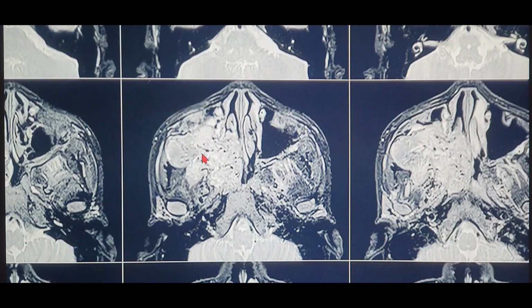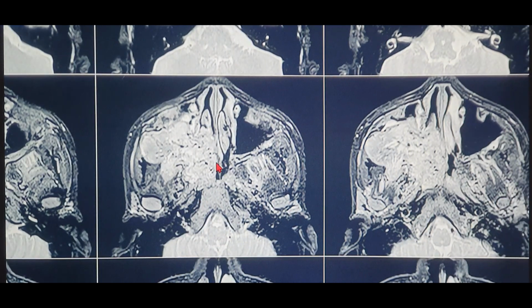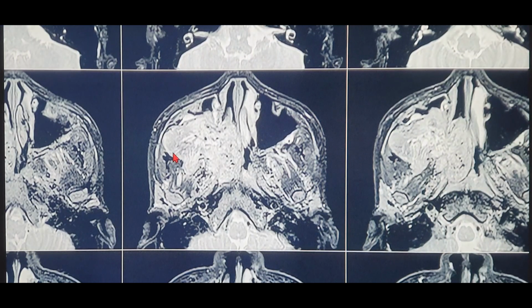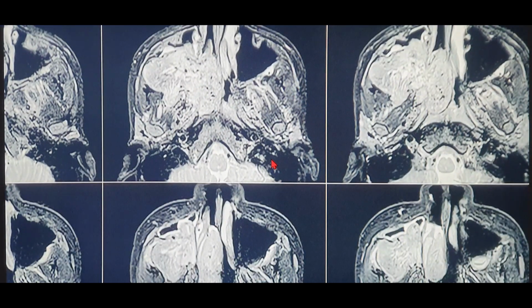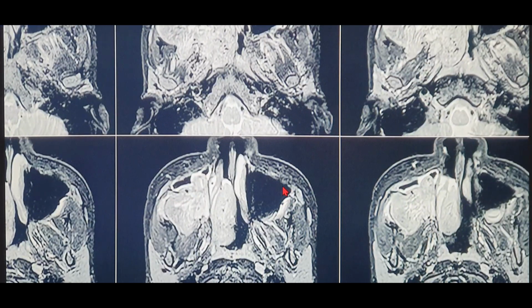You can actually have a look at how the entire JNA is obliterating the right maxillary sinus. Once we opened the right maxillary sinus endonasally and from the external approach, the tumor was just lying there in the sinus. The tumor was also entering through the inferior orbital fissure and going to the infratemporal fossa. So this patient also had a huge cheek swelling.